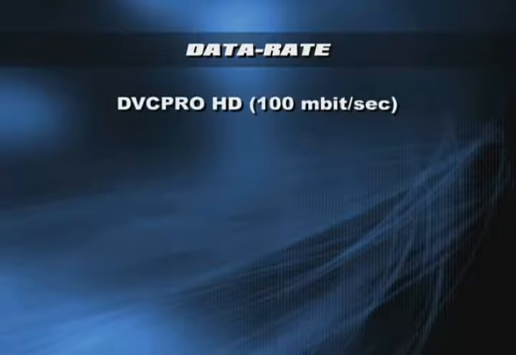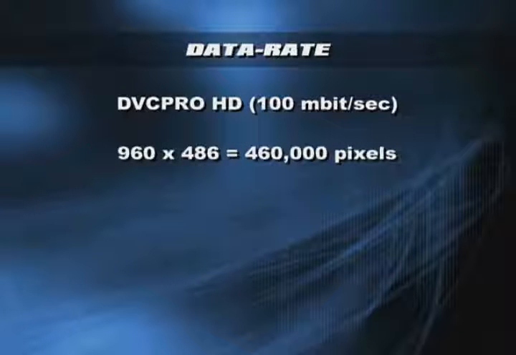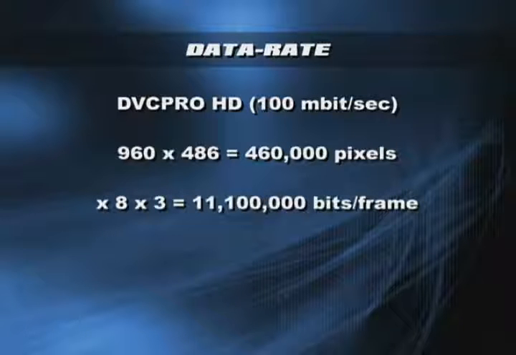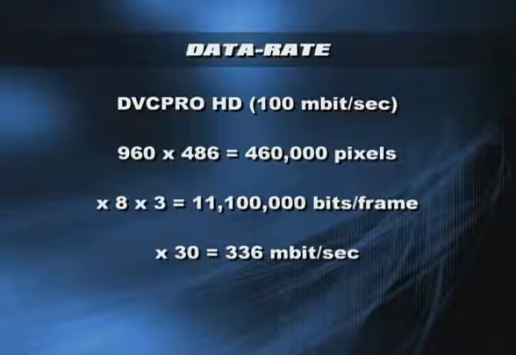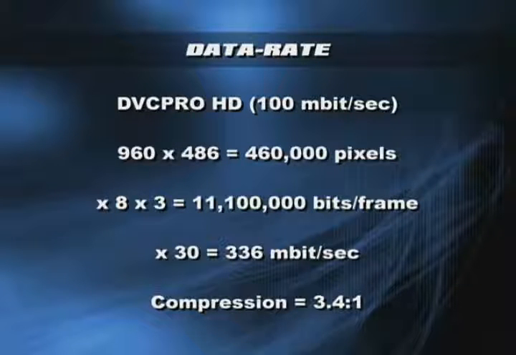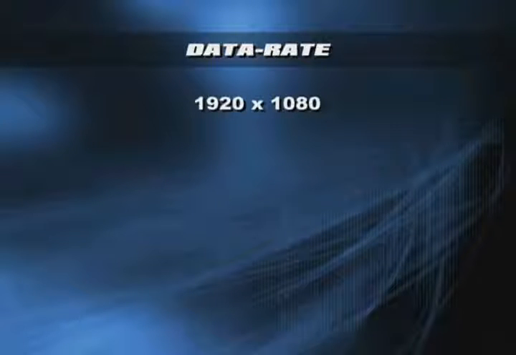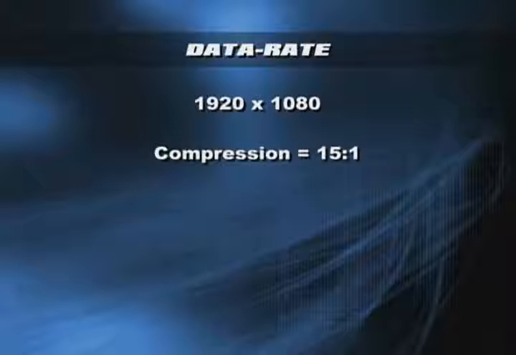We're recording with the DVC Pro HD codec, which is 100 megabits per second. So some quick math. Our frame size is 960 by 486 before we crop it. So 460,000 pixels. And at 8 bits per pixel per channel, this is 11.1 million bits per frame, or 336 megabits per second. So our compression is about 3.4 to 1, which is actually very close to uncompressed. But only because we're scaling down to SD. Based on the original 1920 by 1080 frame, it would have been 15 to 1, which is a little on the edge. And the sampling would have been 422.